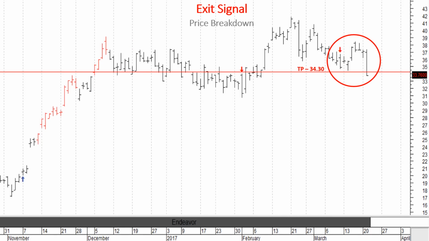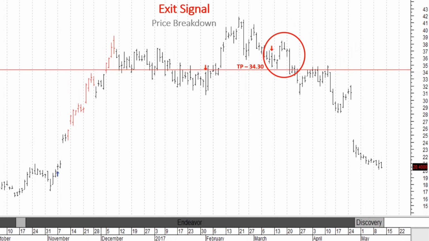7 days later, price crosses the trigger point, confirming the signal. It's now safe to exit the trade, and you should expect price to break down. As you can see in this example, price not only breaks down, but falls all the way into discovery. So we shouldn't expect price to begin an upward trend anytime soon.